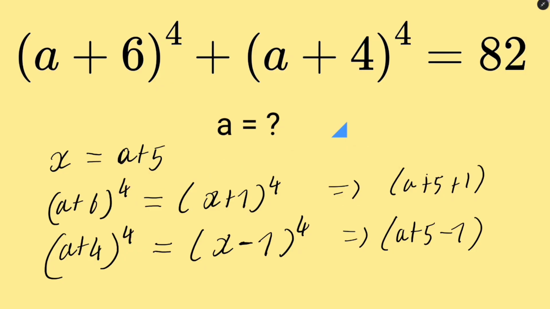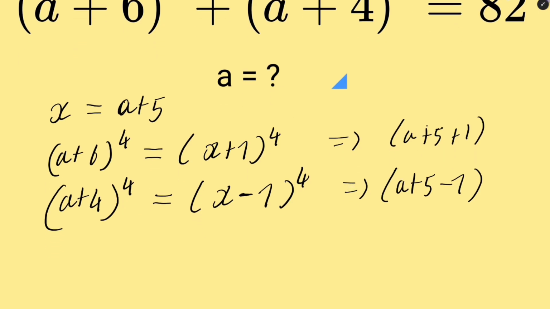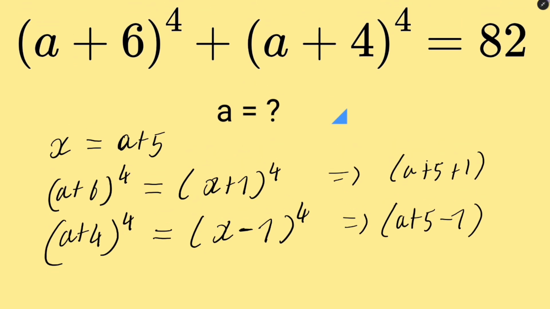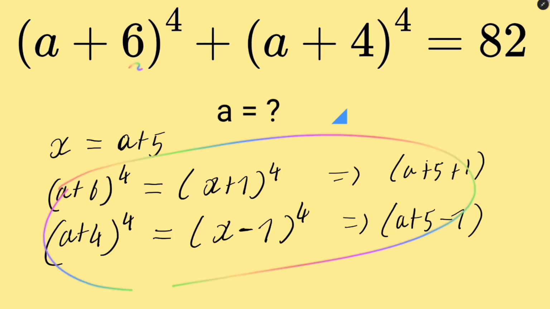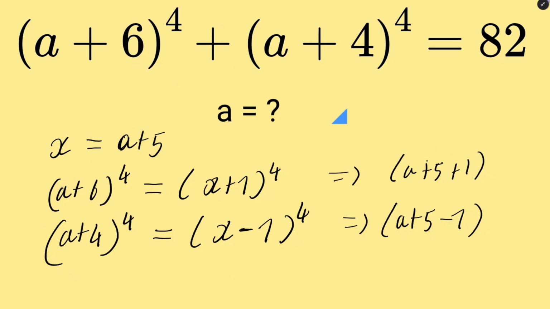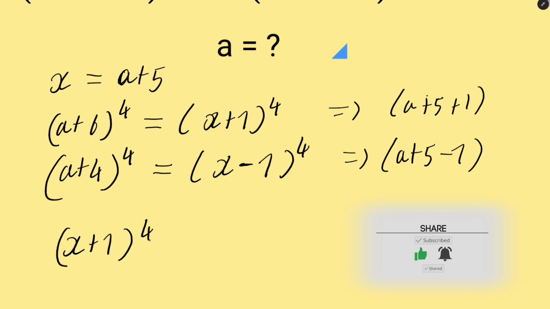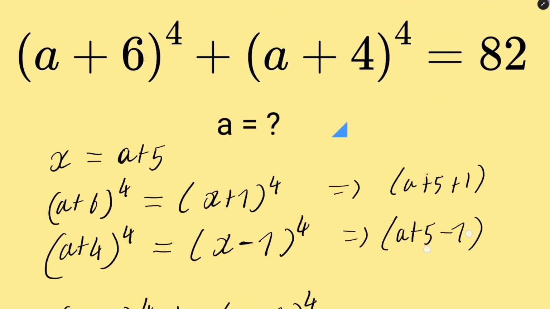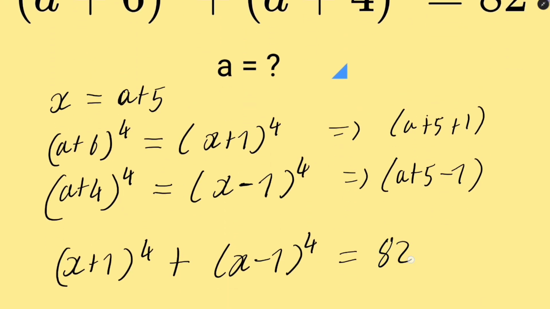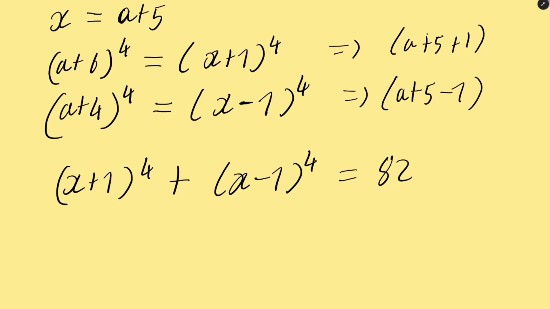From here, we're going to continue this problem solving. We're going to substitute this back in our equation, and so we have now (x + 1)^4 + (x - 1)^4 = 82. From here, we'll try to expand and solve this equation.